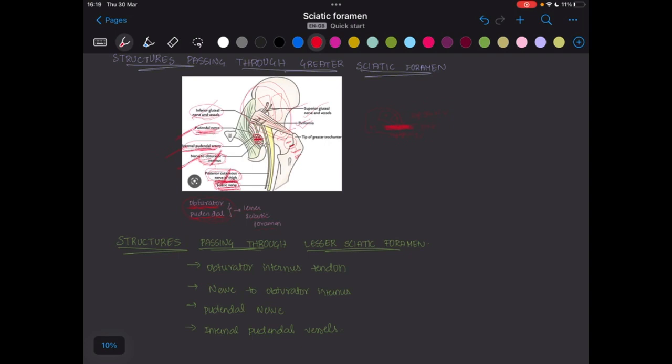So the obturator internus tendon, obviously that is a muscle, right? So the tendon of it will also be passing through the lesser sciatic foramen, along with the nerve to obturator internus and the pudendal nerve and internal pudendal vessels. These are all the structures which will be passing through the lesser sciatic foramen.